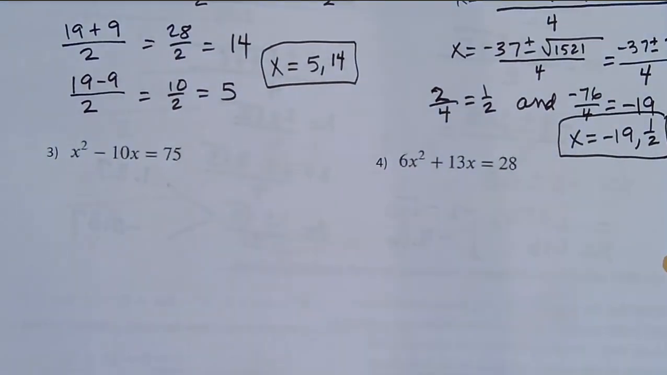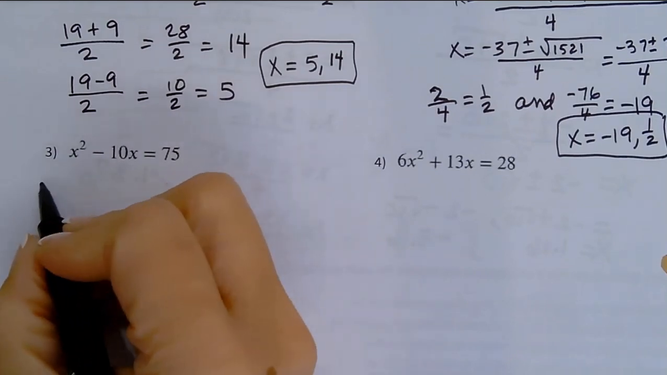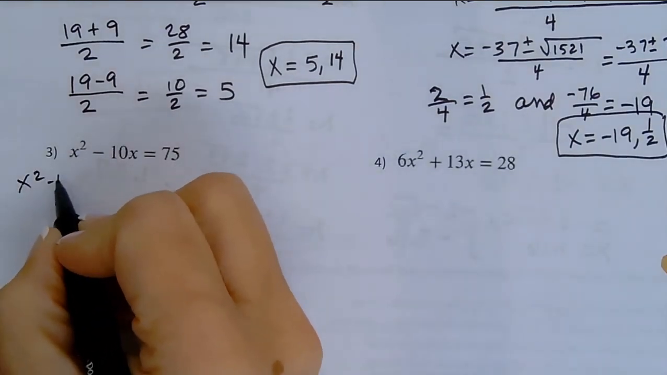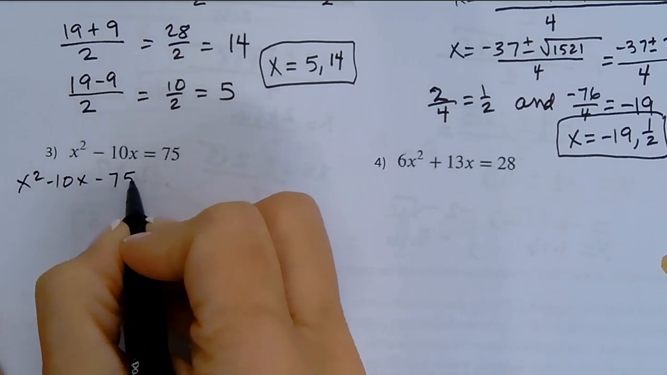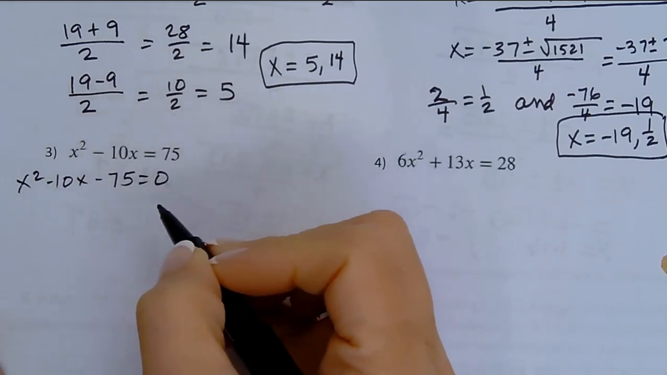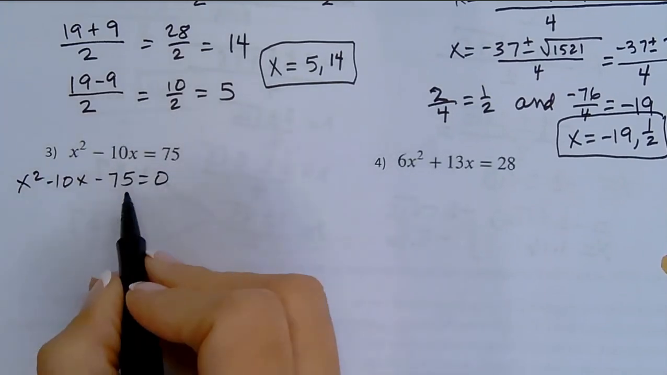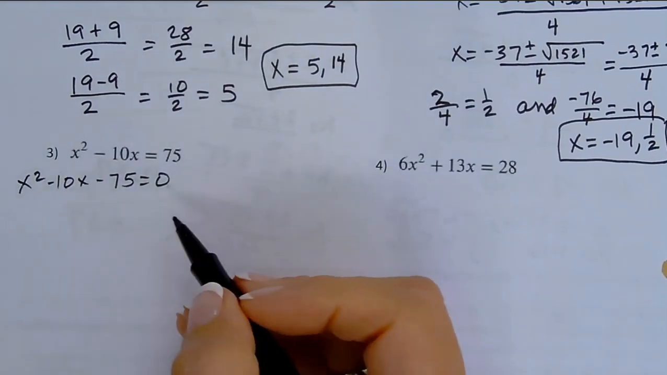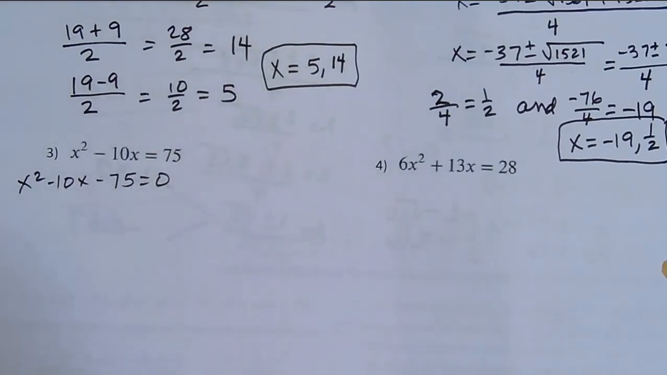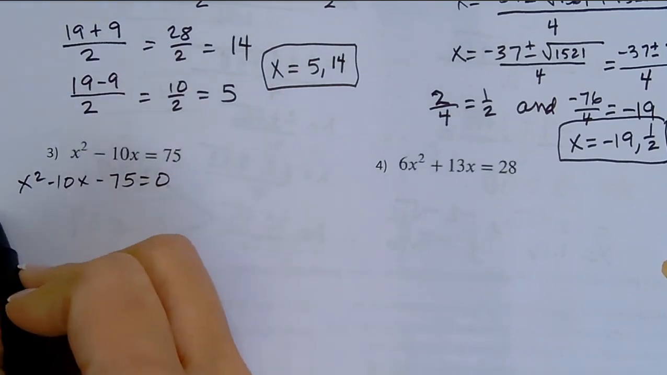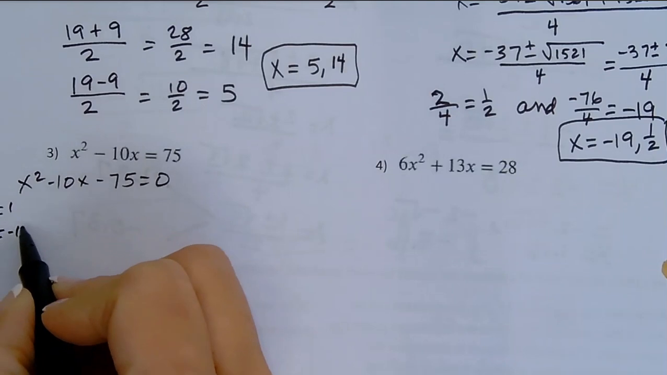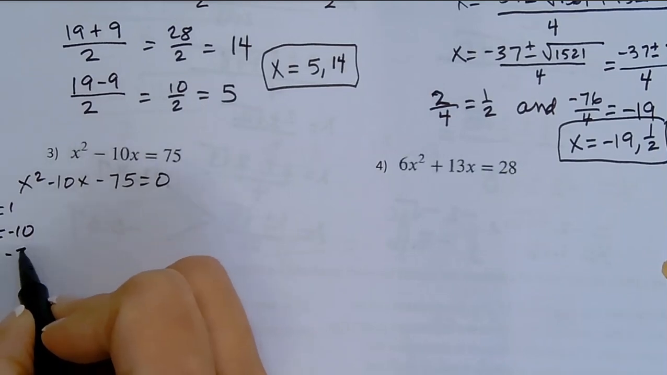All right, so when I look at problem 3, I'm going to notice that it's actually not set equal to 0. So I'm going to rewrite it. So I have x squared minus 10x minus 75 equals 0. Okay, because every single time what I'm trying to do is find the value that works for 0, that works as x that will make the whole thing equal to 0. Okay, and so a equals 1, b equals -10, c equals -75.